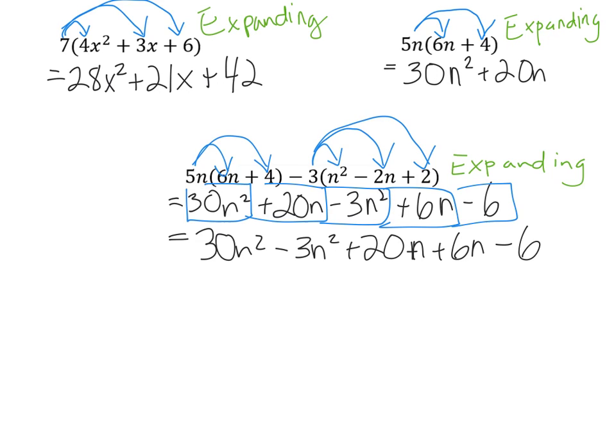Alright, so now that I've done that, I can combine my like terms. 30n squared minus 3n squared equals 27n squared. 20n plus 6n equals 26n. And there's nothing to combine minus 6 or negative 6 with, so I just end up with minus 6, and this is my answer here. So what I did here is I expanded first, and then I simplified. And I got my final answer.